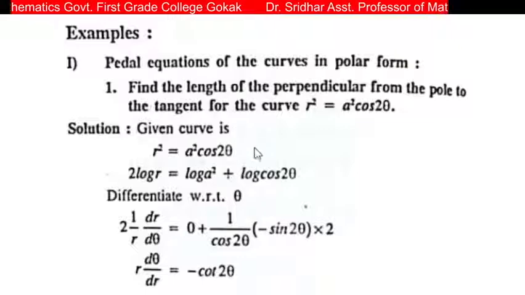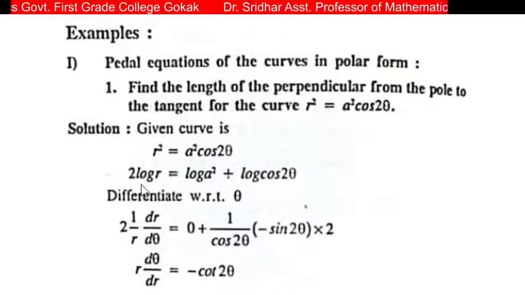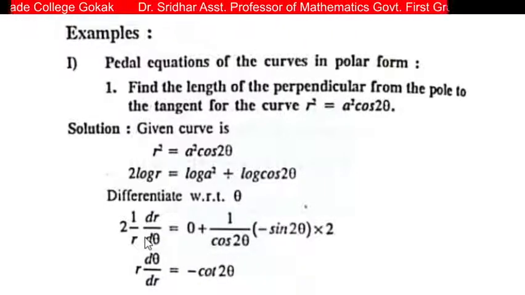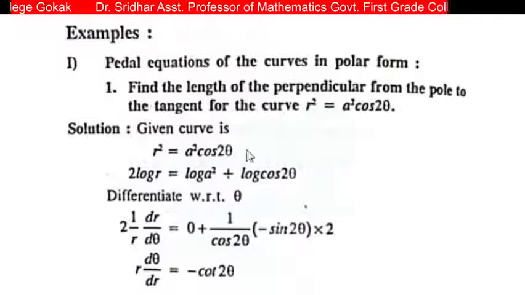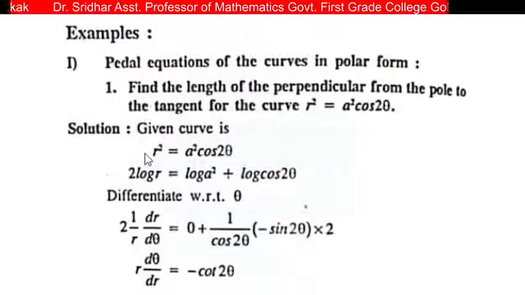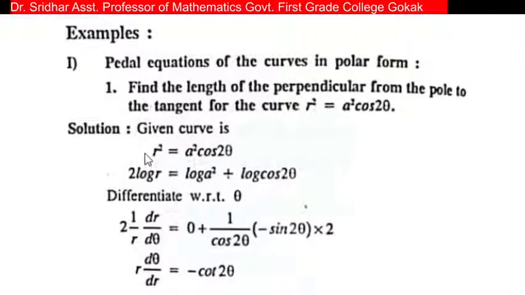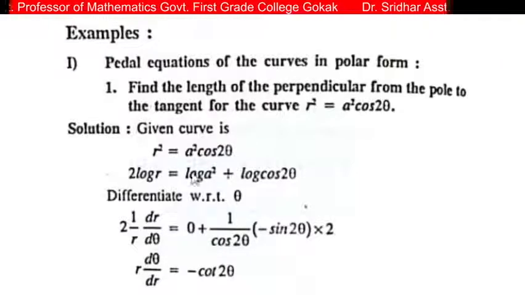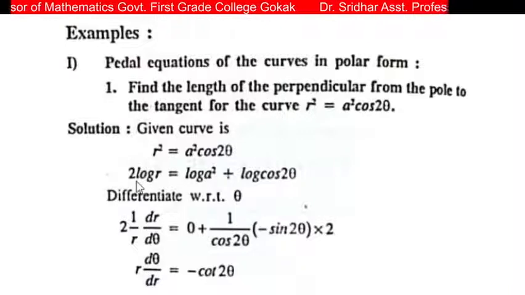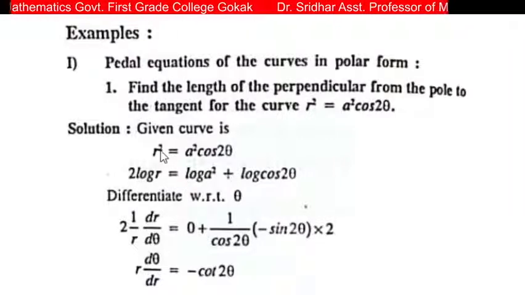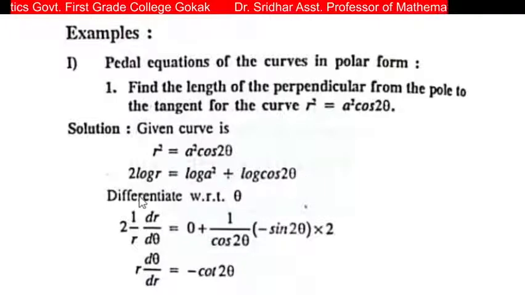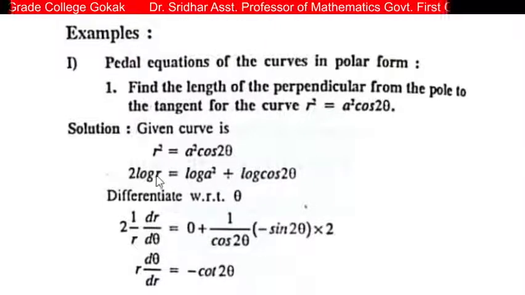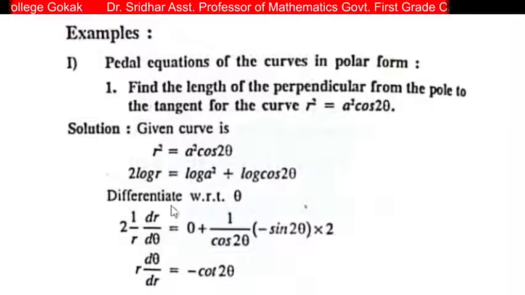We differentiate this given curve with respect to theta. Here there are two methods you can apply. First, you can apply logarithm to the given curve on both sides and then differentiate, or you can directly differentiate. Taking log on both sides gives 2 log r equal to log a square plus log cos 2 theta. Now differentiating with respect to theta, 2 by r, the differentiation of log r is 1 by r, and the differentiation of r is dr by d theta.